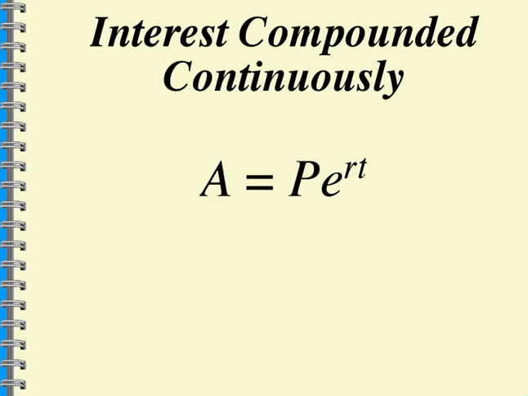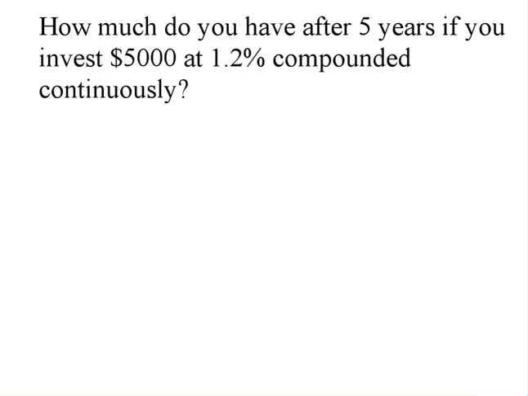Okay, so let's go ahead and look at an example of a problem. How much do you have after 5 years if you invest $5,000 at 1.2% compounded continuously? So if you write this down in your notes, you could just put $5,000, 1.2% compounded continuously. Now this should be a pretty straightforward problem. What's E?